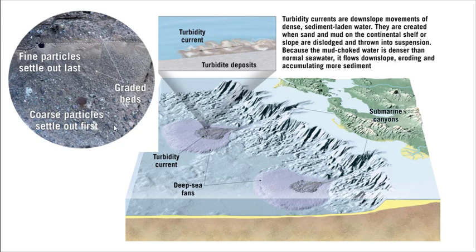And so you can see you have coarser pebble-sized particles down here, and then it gets finer and finer as it goes up, and then you get another layer of coarser pebble-sized particles beginning another graded bed. And so these form in underwater deposits called deep sea fans from these things called turbidity currents.